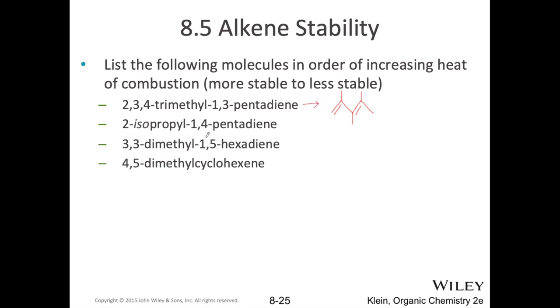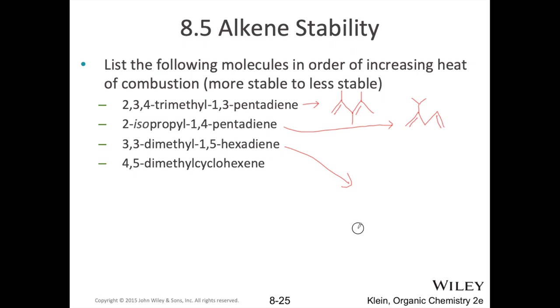Let's now try drawing 2-isopropyl-1,4-pentadiene. So again, start off with our pentane, 3, 4, 5. And here we have double bonds at the number 1 position, so between carbons 1 and 2, and at the number 4 position, so it's between carbons 4 and 5. We have an isopropyl group at the number 2 position, so that would be over here. So there's our isopropyl group. Okay, so that's going to be our pentadiene molecule.